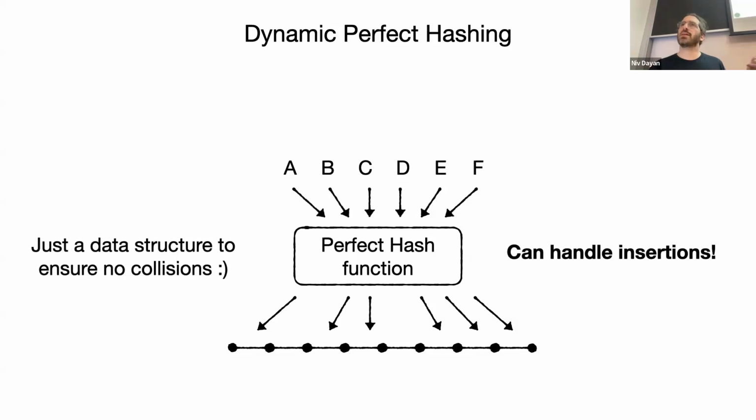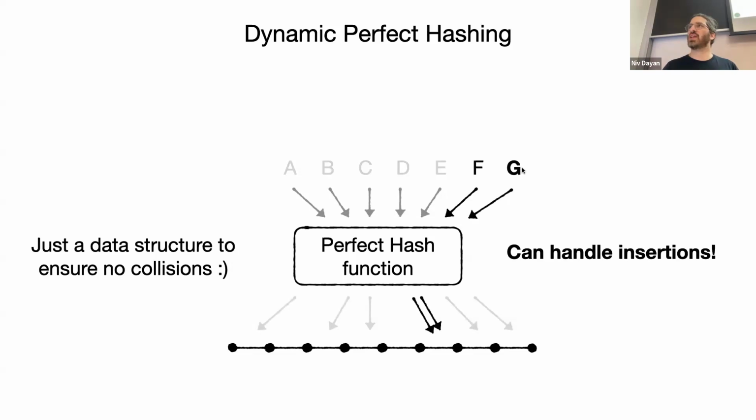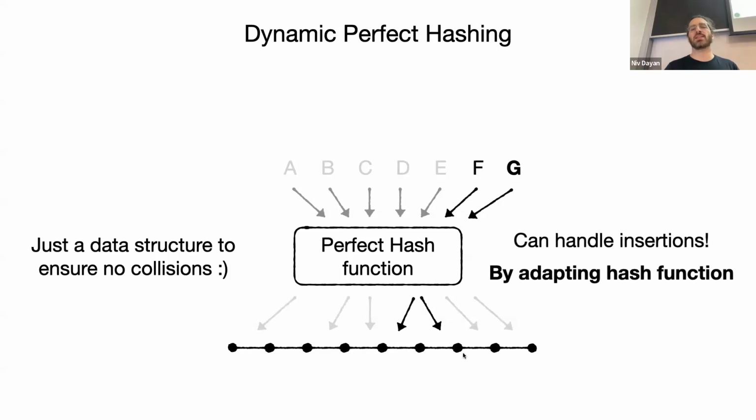But in this case, it will be a hash function or data structure that we can actually modify to resolve collisions for new entries as they come. In particular, suppose that we now insert a new key G and it happens to map to the same slot as F. We will be able to change the mapping such that the collision is resolved. That's what dynamic perfect hashing does.